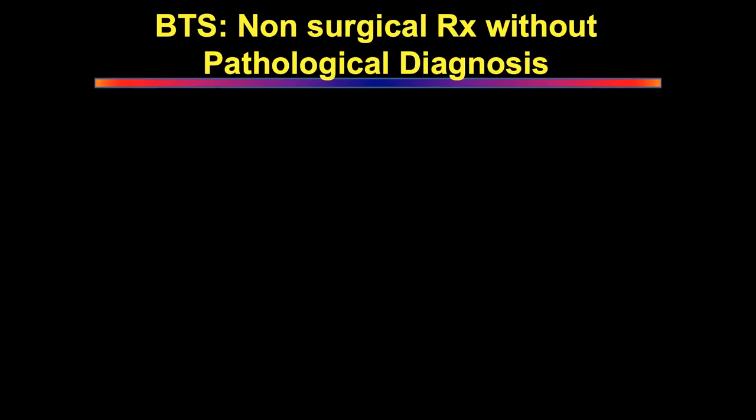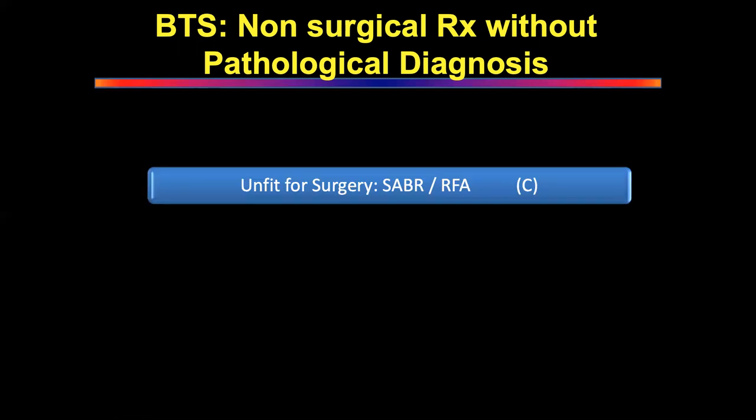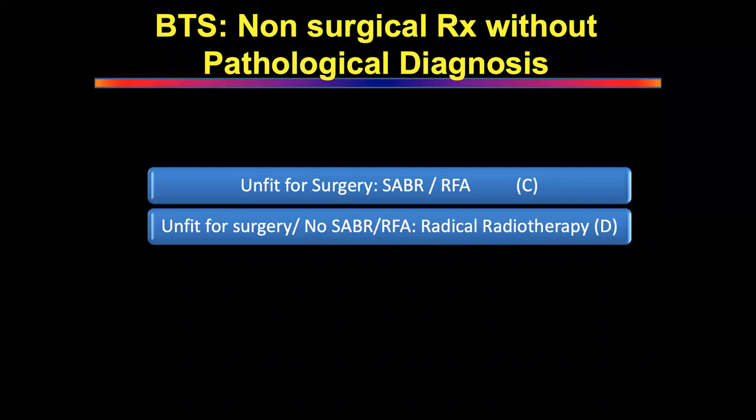So what do you do? What are the non-surgical treatments without pathological diagnosis? Nikhil, tell me. If the patient is unfit for surgery, what are you going to do? Stereotactic radioablation. SBRT, cryoablation. If he's unfit for SBRT and surgery, radical therapy is an option.